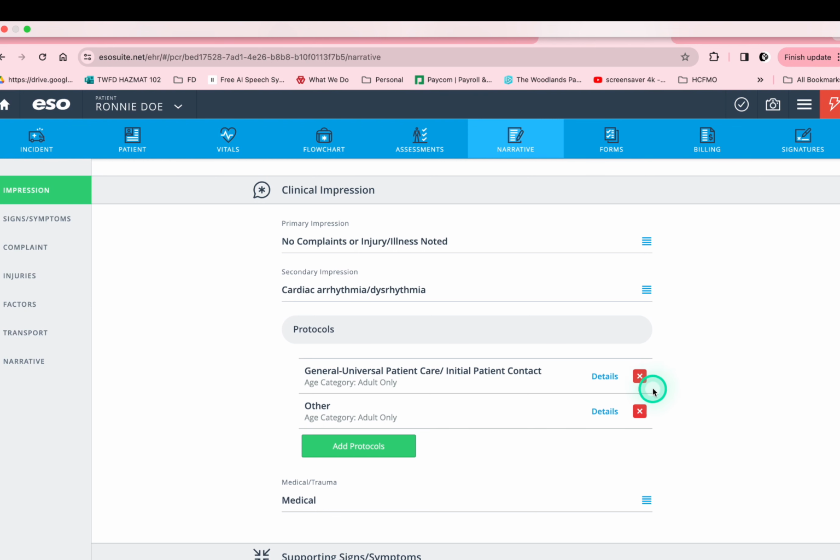Coming in here, the protocols: did we use any? What were our clinical impressions? Initially, primary, as we're pulling up on scene, I see my patient. He's walking away from me saying, I'm okay, don't touch me. No complaints or injury noticed. Secondary, maybe a cardiac arrhythmia, dysrhythmia.